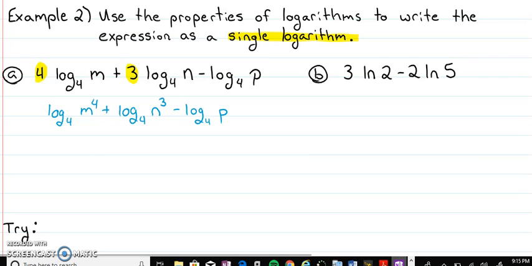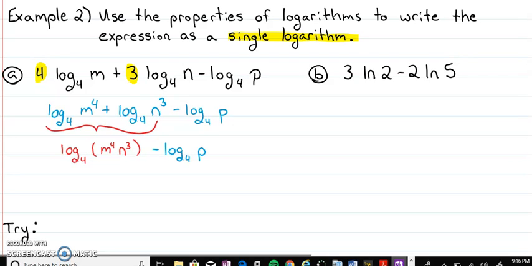Now, the next thing I want to do is we do multiplication, division, addition, subtraction, and we do it left to right. So I'm going to go left to right, and I'm going to do the addition first. So I'm going to add, which means I want to multiply. So this part here is the same as saying log base 4 of m to the 4th times n cubed, and then we still have our minus log base 4 of p.